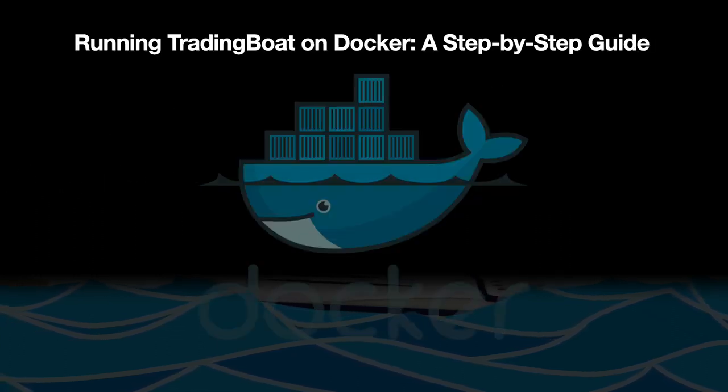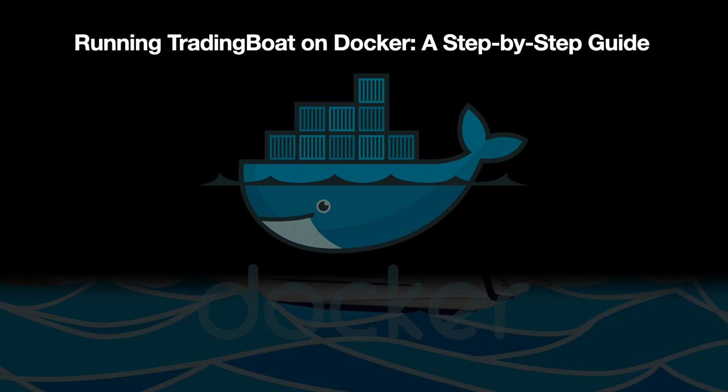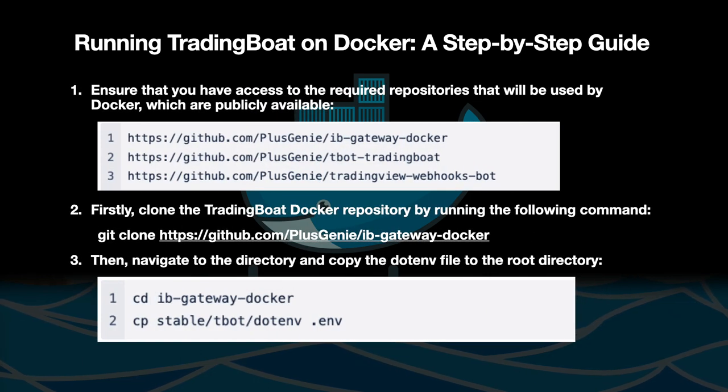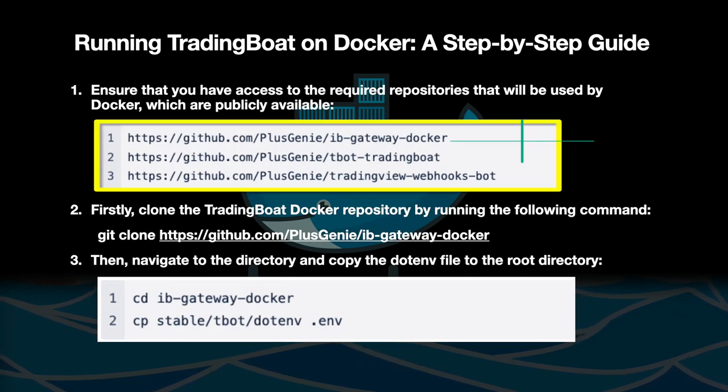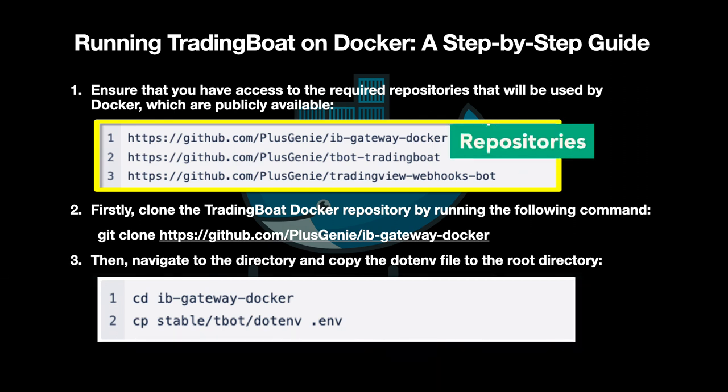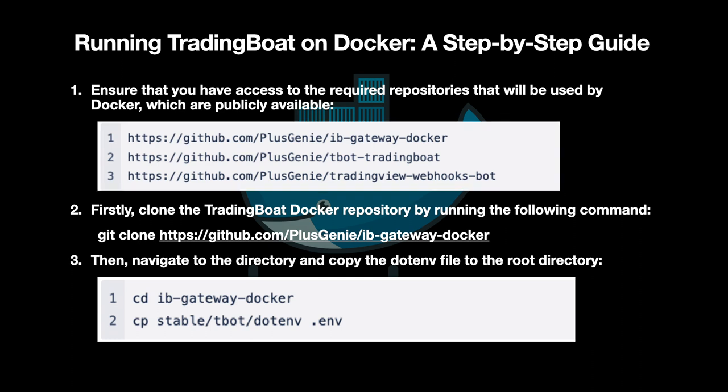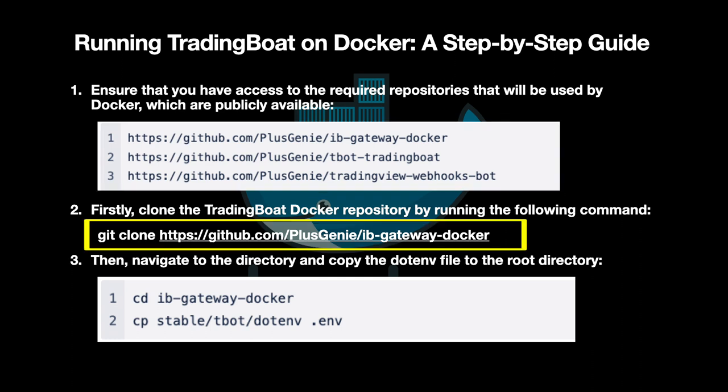To run TradingBoat using Docker, we need to first build a Docker image and then launch it. But before that, make sure that you have access to the necessary repositories required by Docker. These repositories are publicly available. To get started, you need to clone the TradingBoat Docker repository by running the following command.